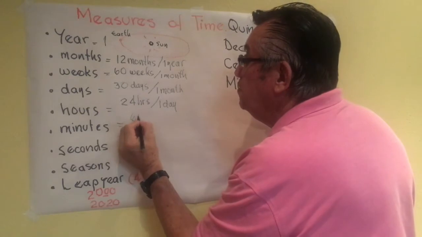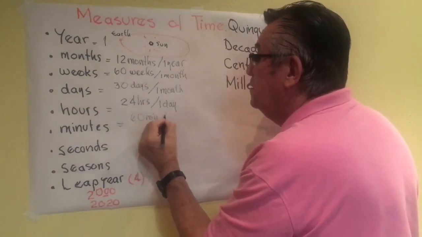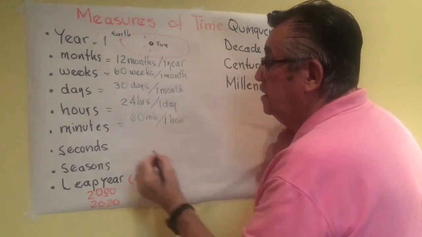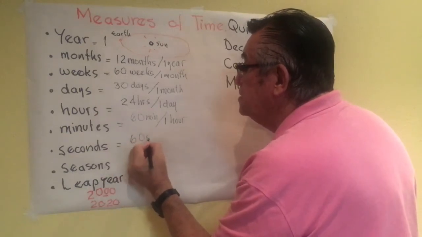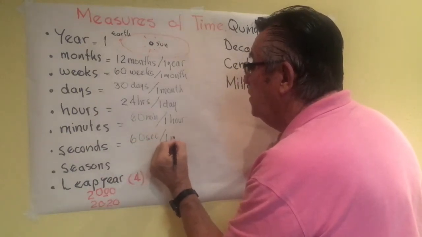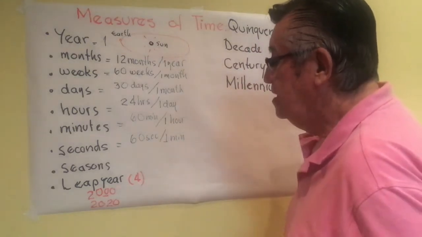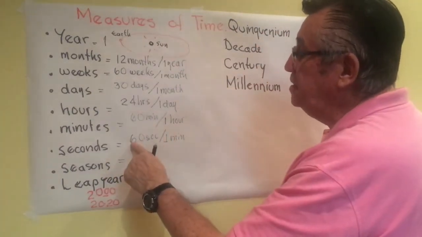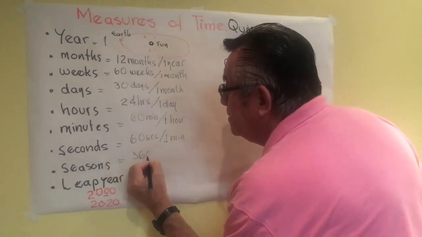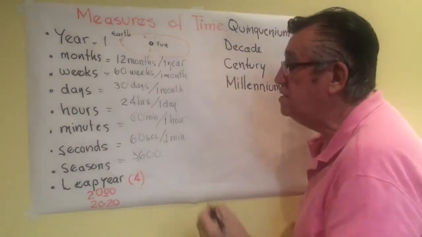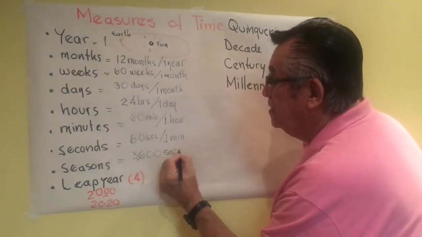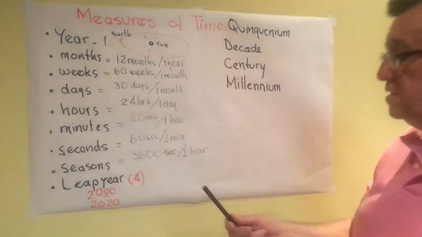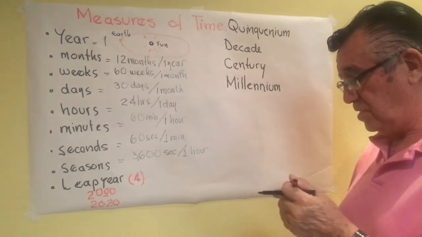There are 60 minutes in 1 hour. And there are 60 seconds in 1 minute. All right? There are 60 times 60 is 3,600. There are 3,600 seconds in 1 hour. Okay? So this is basically the units which we use to measure our time.